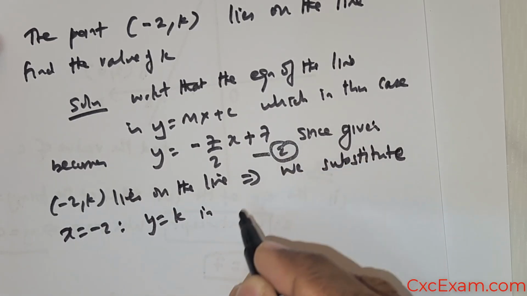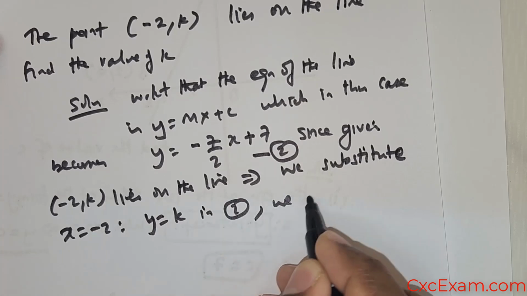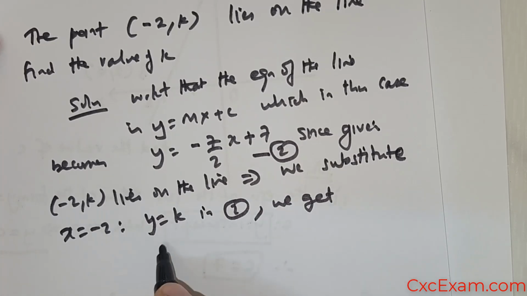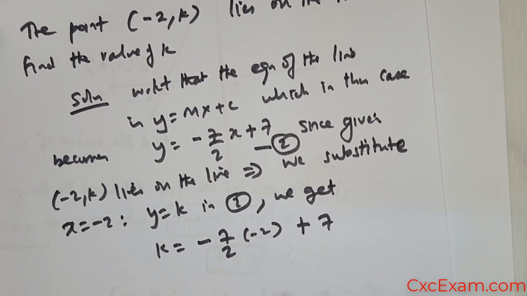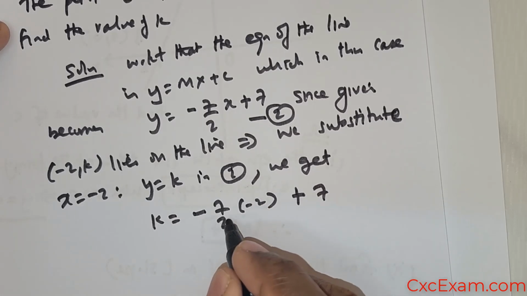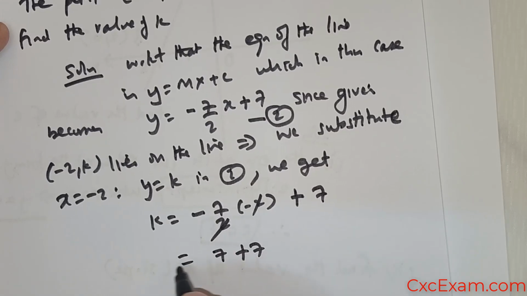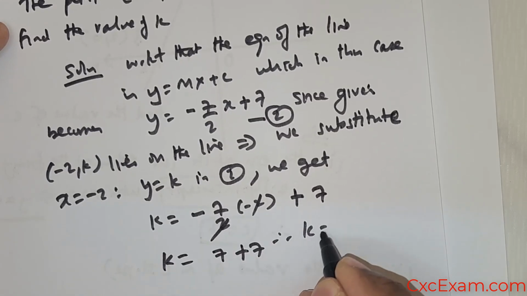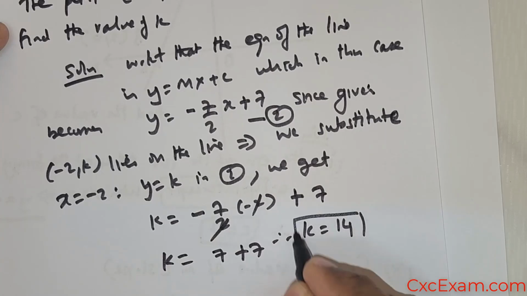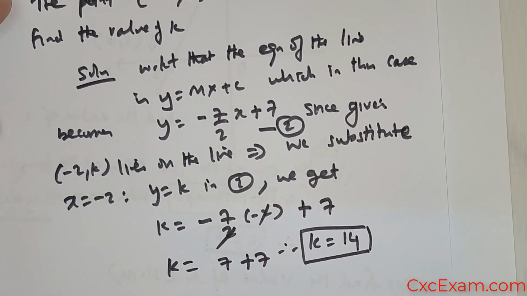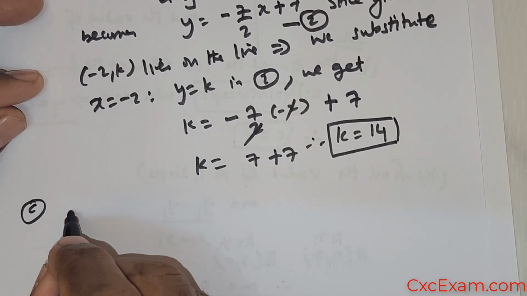So y is equal to k and x is equal to negative 2. The term 7 stays as it is. So 2 gets cancelled, negative negative positive. So you have a 7 and you have a 7 here and you have a k here. So therefore k is equal to 14. So that's the solution for this question. Now we got the next question.